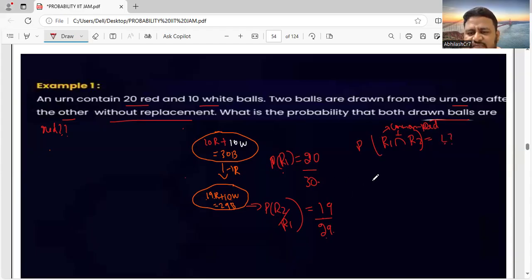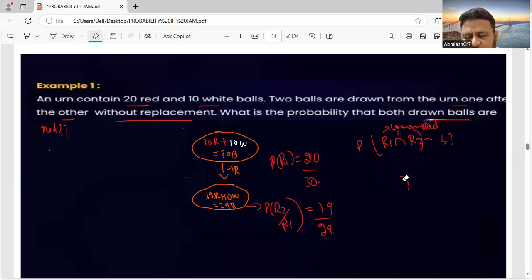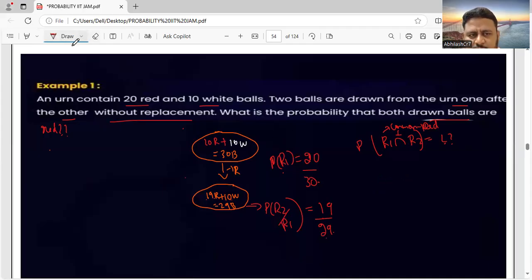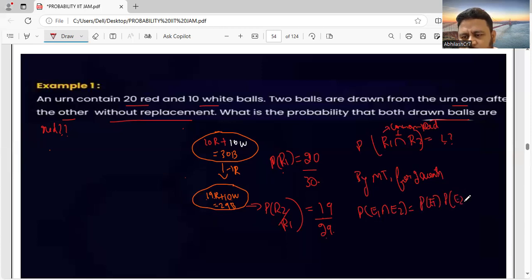Now we have got this formula. See here, the probability of R2 given R1. But instead of that, we know by the multiplication theorem for two events that the probability of E1 intersection E2 can be written as the probability of E1 times the probability of E2 given E1.